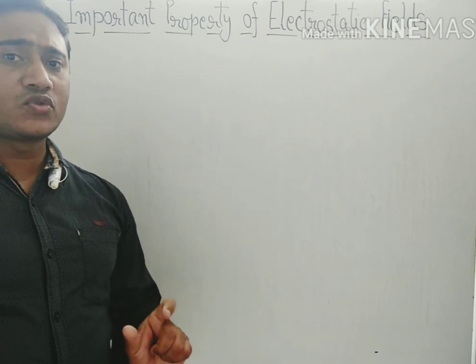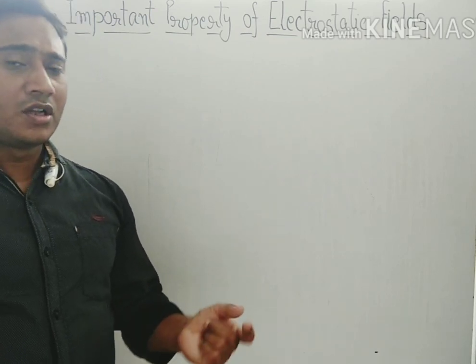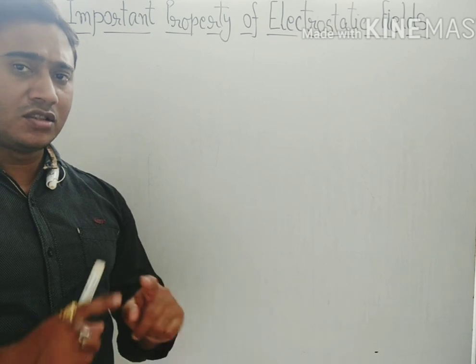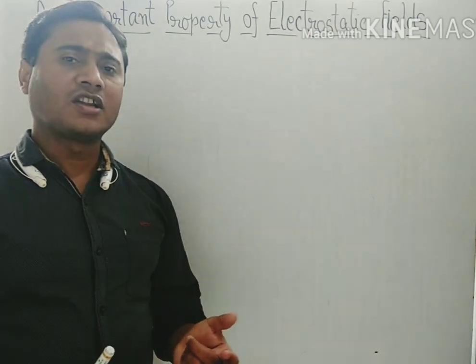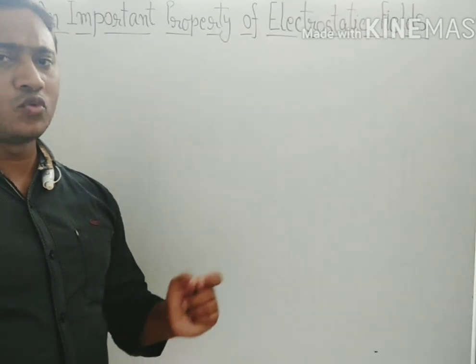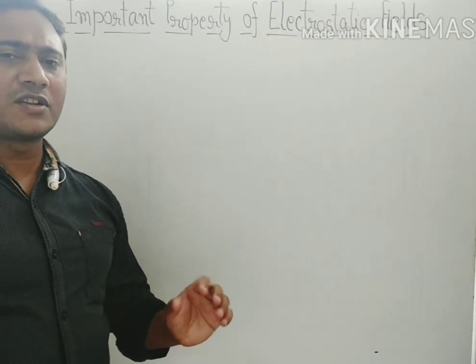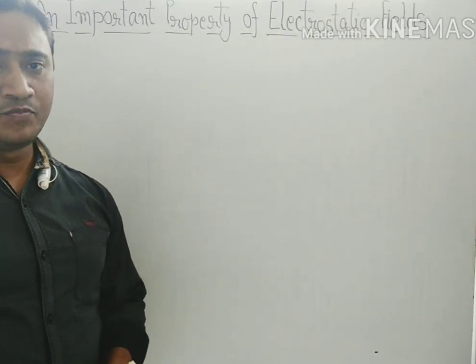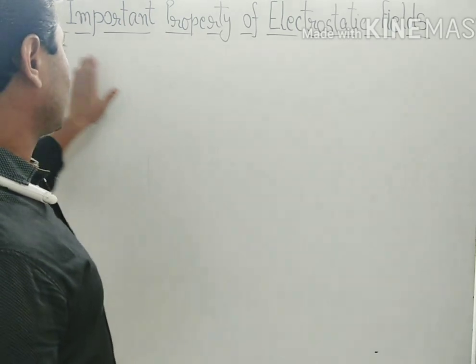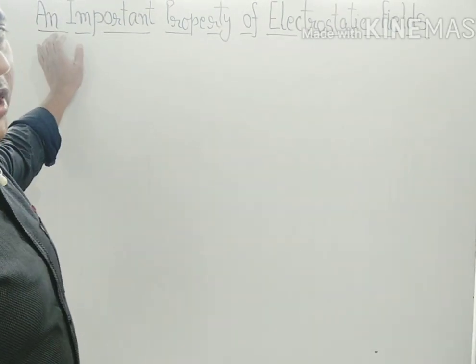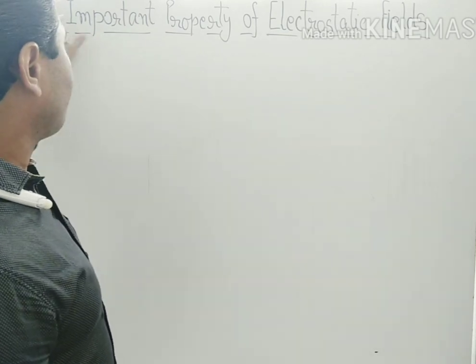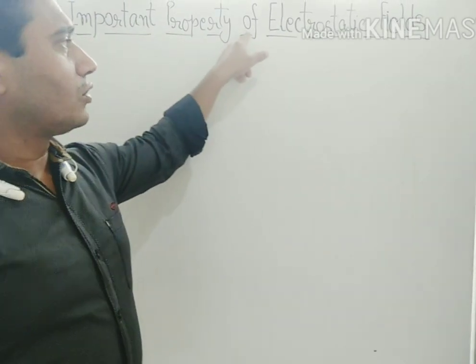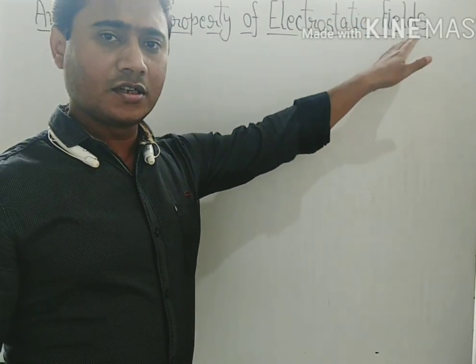What is the electrostatic potential at a certain point in space, that is, at any point in a three-dimensional rectangular coordinate system? What is the electrostatic potential? Let's have the basic concept of that. So the first topic under this chapter that we are taking is an important property of the electrostatic field.